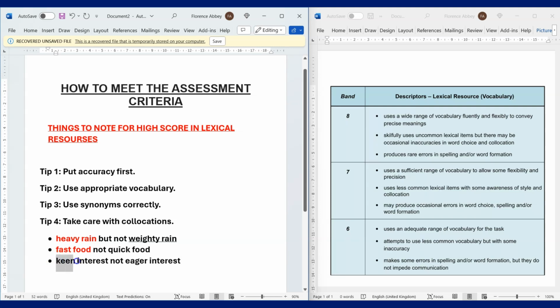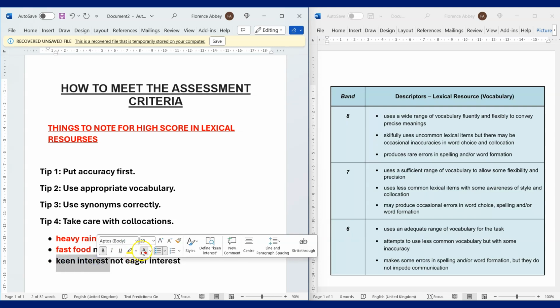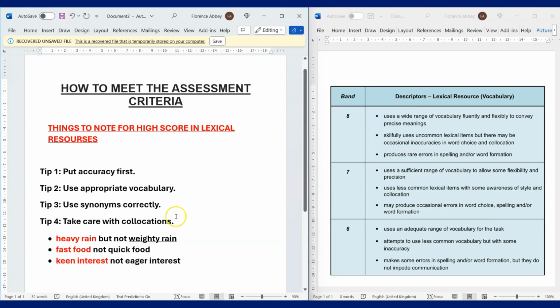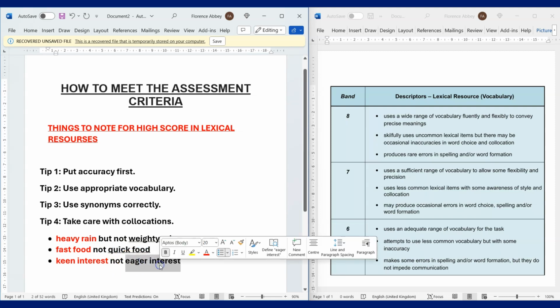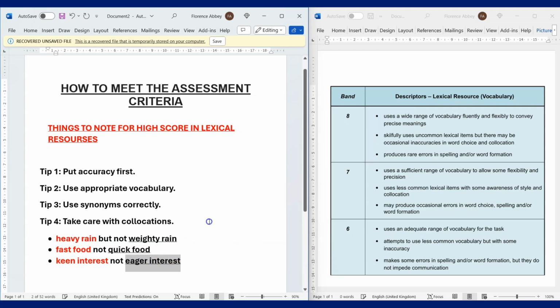You can talk about keen interest for somebody who has a lot of interest in a particular thing. Keen interest, but you can't say eager interest. So you should make sure that you are using the right word combination for a particular context, so that you don't get it inaccurate and lose marks. What I'm trying to say here is that you should use collocations that you know 100% before you start to use them.